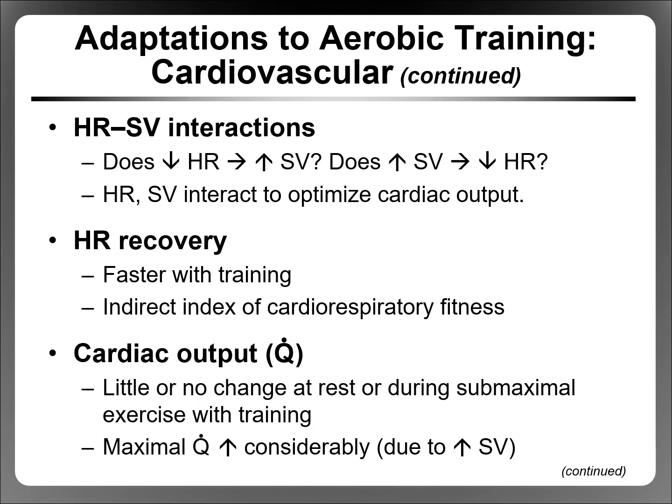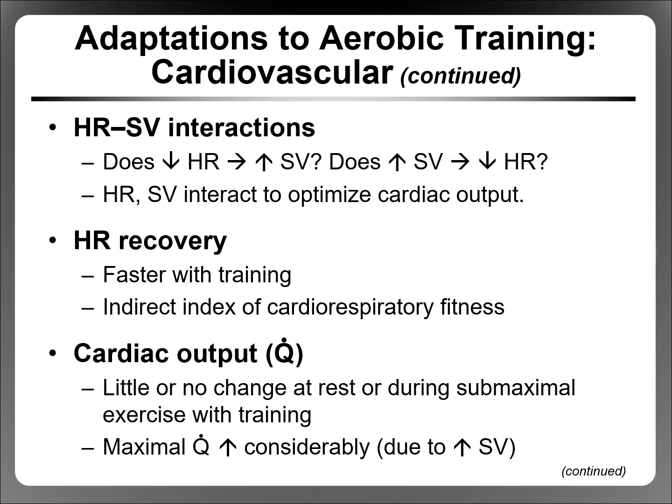All right, so going into this, we know there's an interaction between heart rate and stroke volume. This is our Q, or our cardiac output. So this is kind of an interesting question. Does the decrease in heart rate necessarily automatically mean I'm going to have an increase in stroke volume? And does an increase in stroke volume necessarily mean I'm going to have a decline in heart rate? Yes and no.